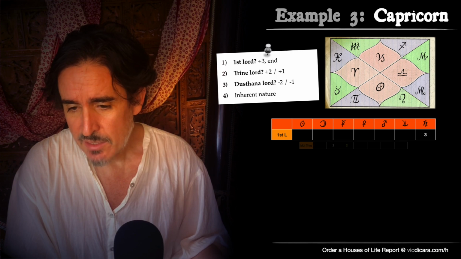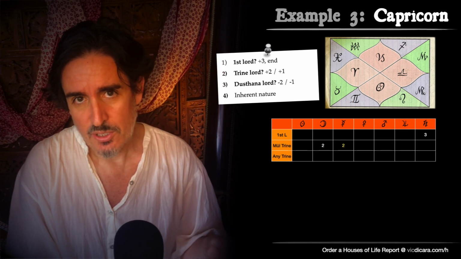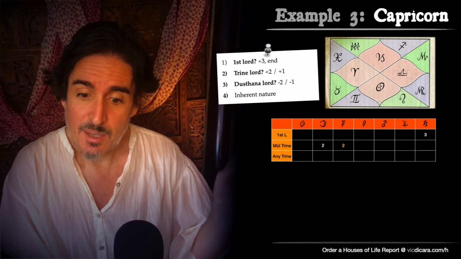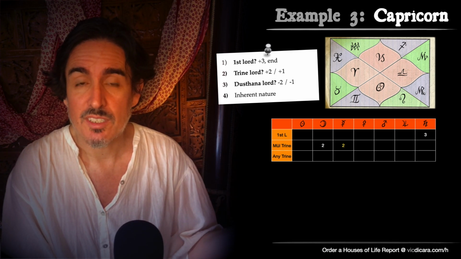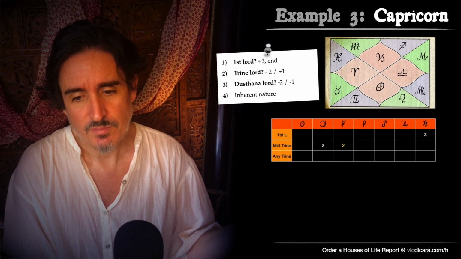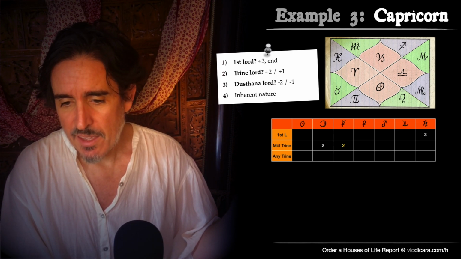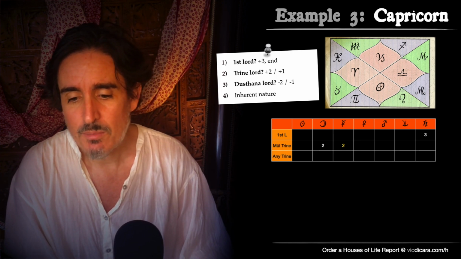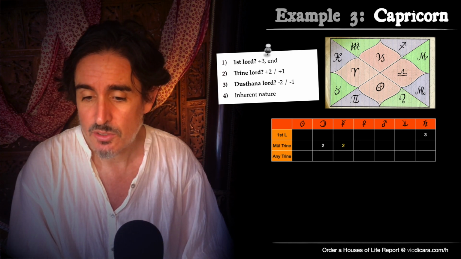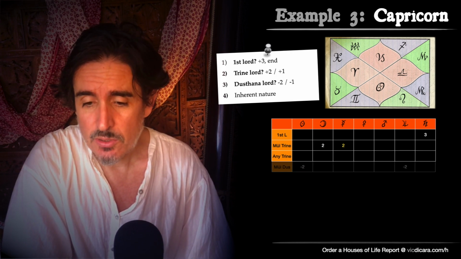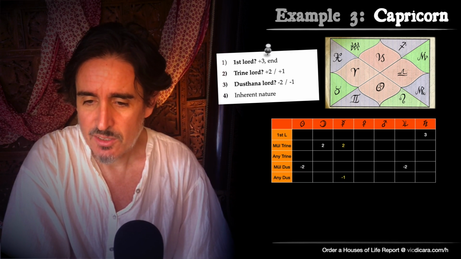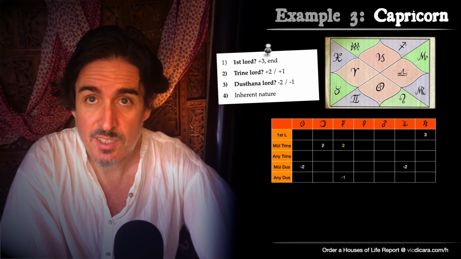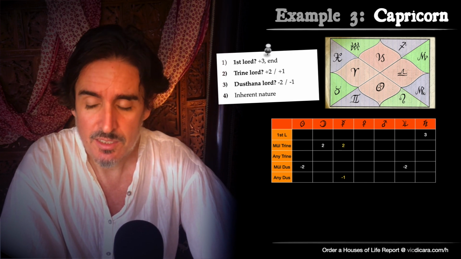The trines are Taurus and Virgo, 5th and 9th house. So that means the moon is going to get +2 because Taurus is the moon's Mula trikona. And then the other sign is Virgo. That's Mercury's Mula trikona. So moon and Mercury are going to get +2 for owning the trines. Now for the Dustanas, that's Gemini, Leo, and Sagittarius. So we have 2 Mula signs, the one for the Sun, Leo, and the one for Jupiter, Sagittarius.